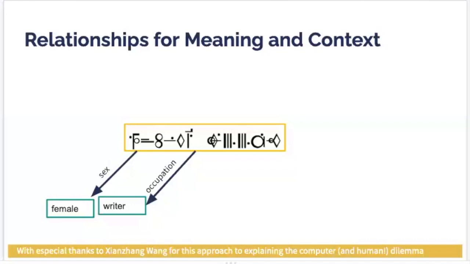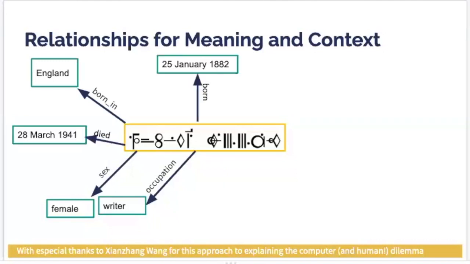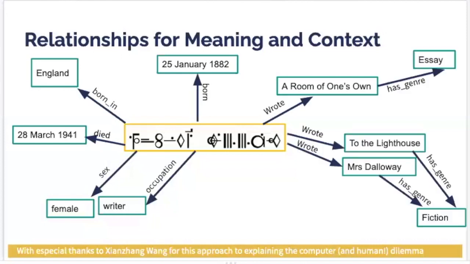we know we've got a female writer who was born in England, who has a born relationship to this date and a died relationship to 1941. Any guesses? And this person wrote A Room of One's Own. Haha, yes indeed. And To the Lighthouse, which has a genre of fiction. And of course, this is enough to give us an idea of who this person might be. Good job, Susan.